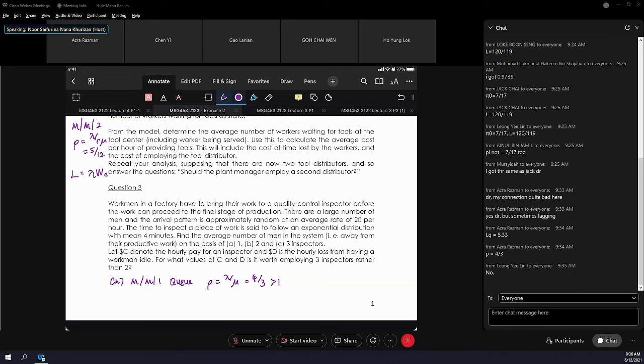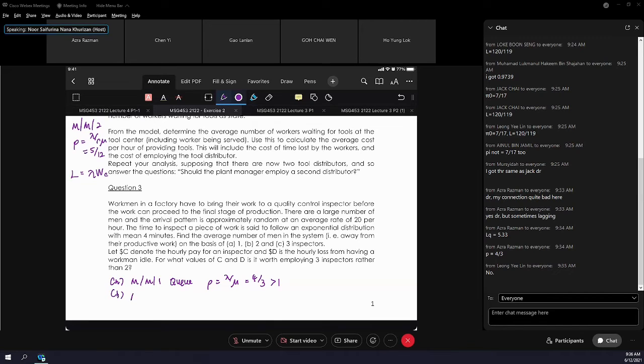So for A, M/M/1 queue, your rho is greater than 1, so no steady state solution. First, please be careful and check the value of your rho first. Basically for A, you will not have a steady state solution because the value of your rho is greater than 1. Right, so thank you Azra and also Chen Yi. Let us move on to B.